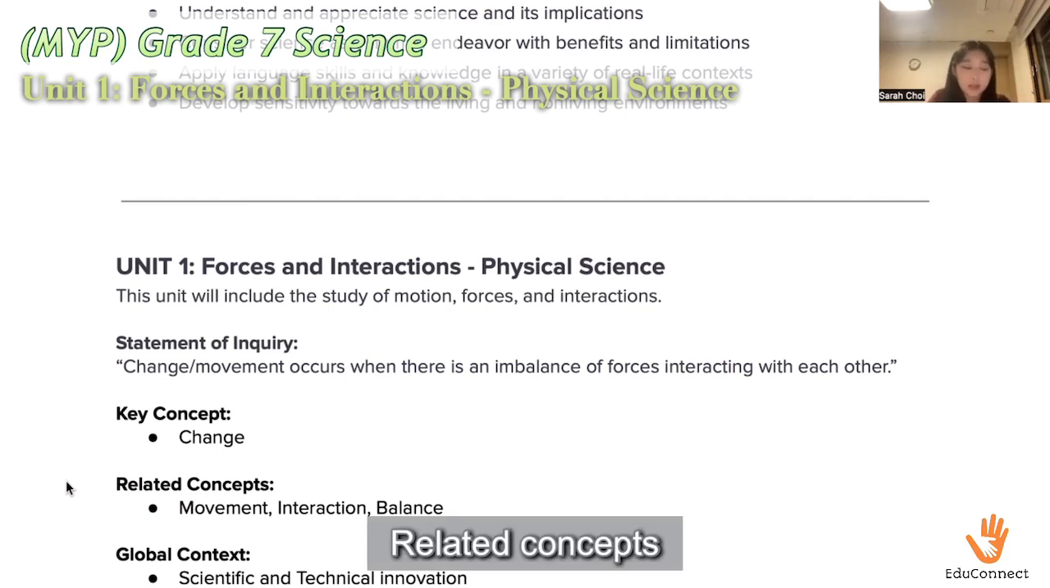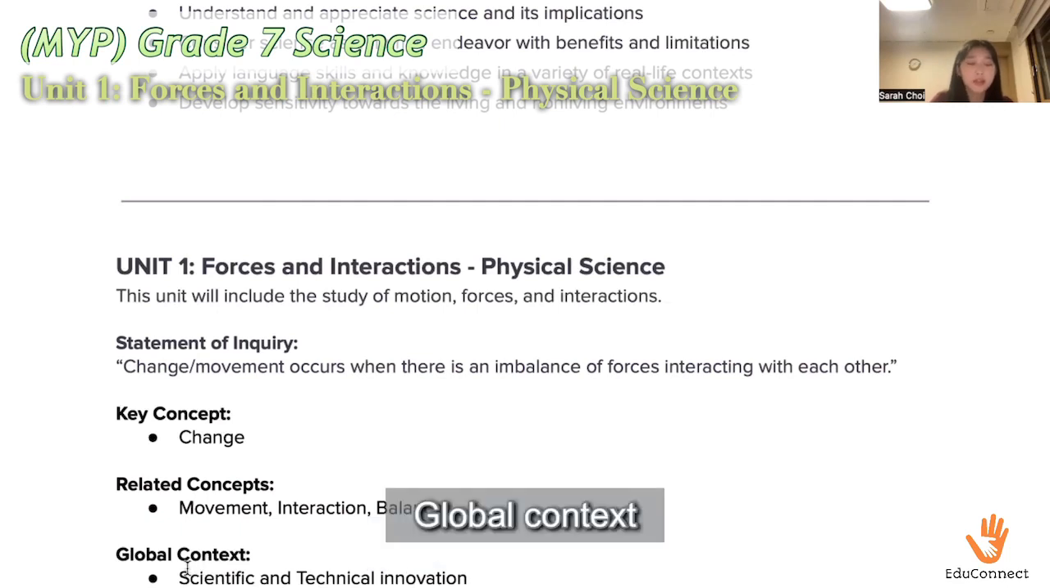So related concepts are the specific ideas or concepts that are connected to the key concept and are explored within the individual units of study. And finally, the global context refers to the overarching themes or concepts that have global significance. And this global context would be scientific and technical innovation.